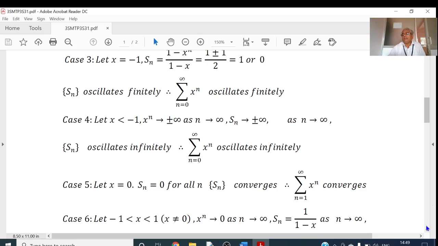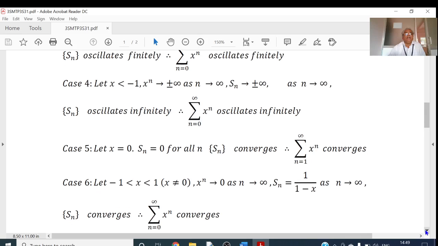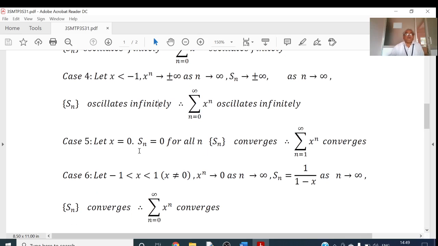Now let me consider the next case. Let x equal 0. If x equals 0, what happens? Each term of the series is equal to 0. Therefore, the sum of the first n terms is equal to 0. That means Sn is equal to 0. If Sn is equal to 0, then the limit of Sn is also equal to 0. Therefore, the sequence Sn is convergent, and therefore the given series is also convergent. That is, if x equals 0, the given series is convergent.